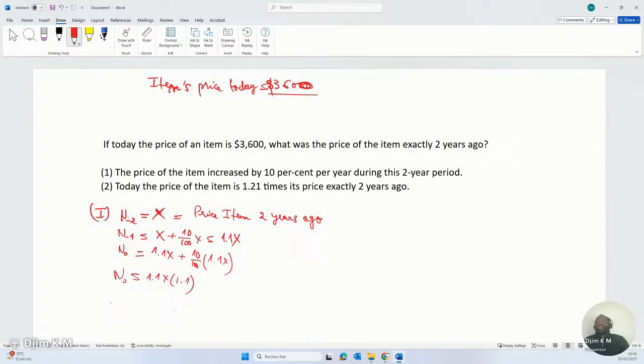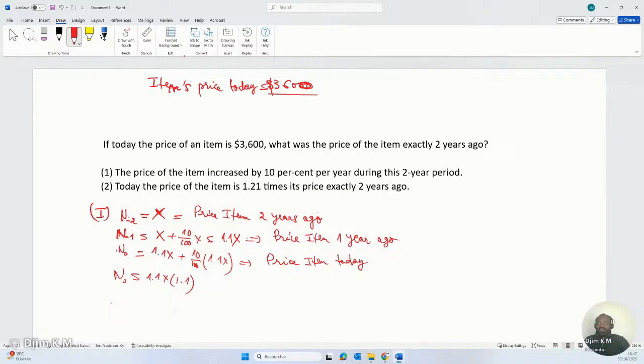Okay, so we are looking for x here. N minus 1 is the price of the item 1 year ago. And then n0 here is the price of the item today.